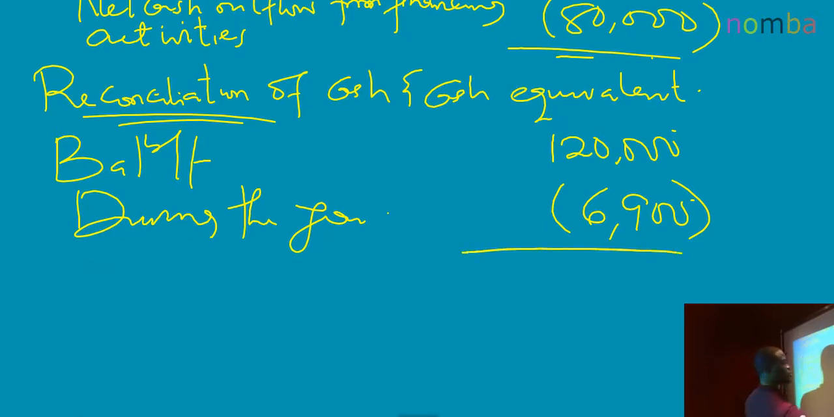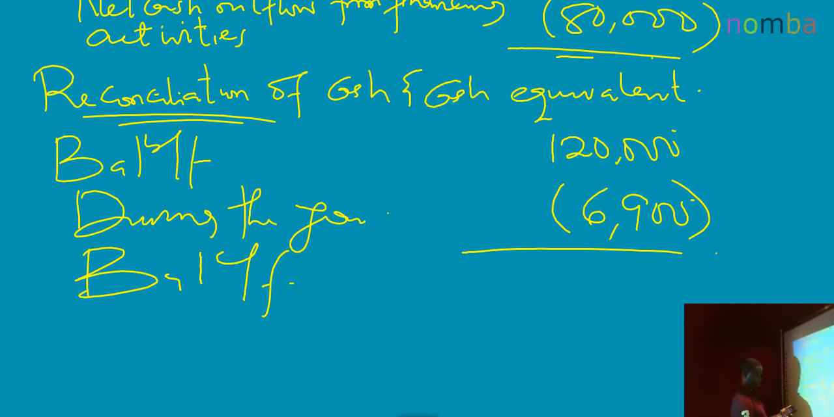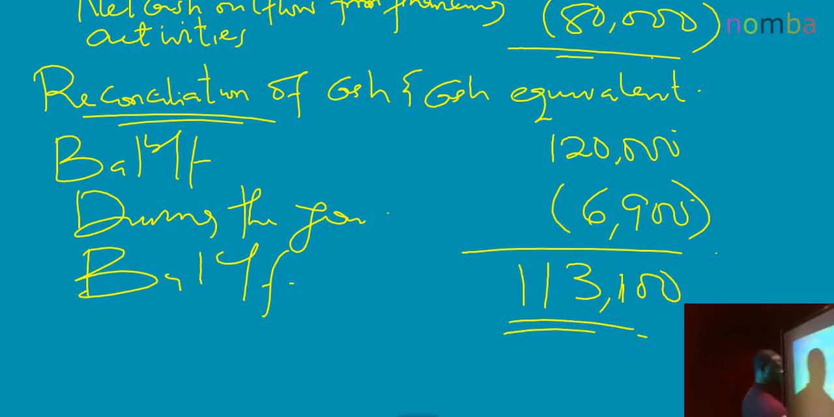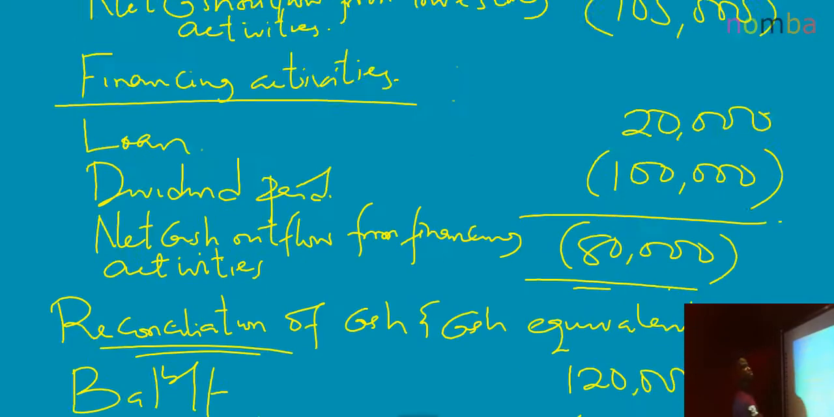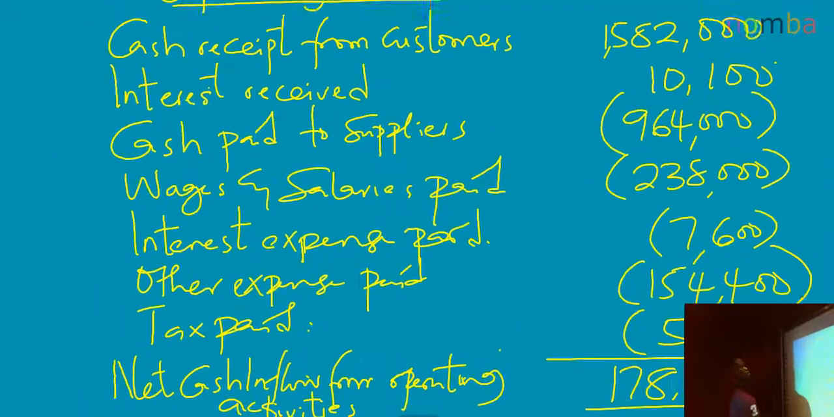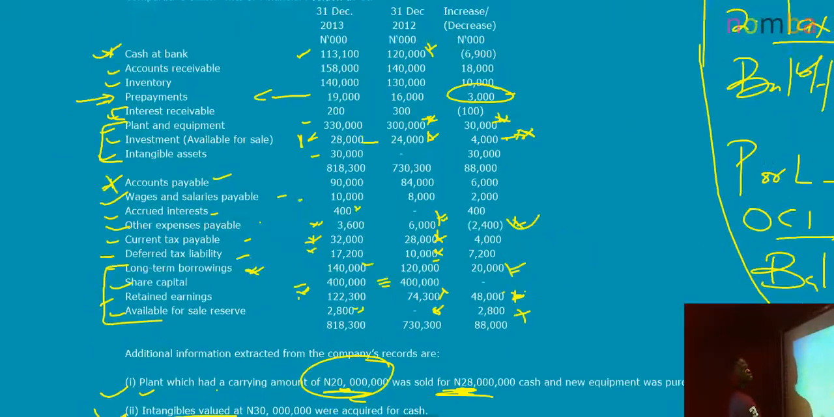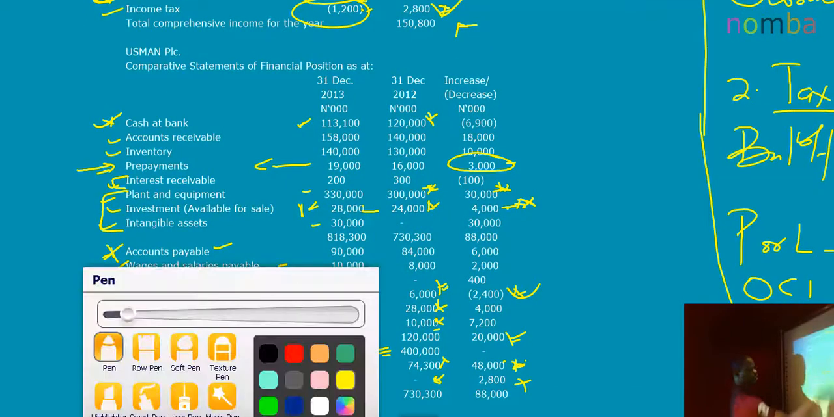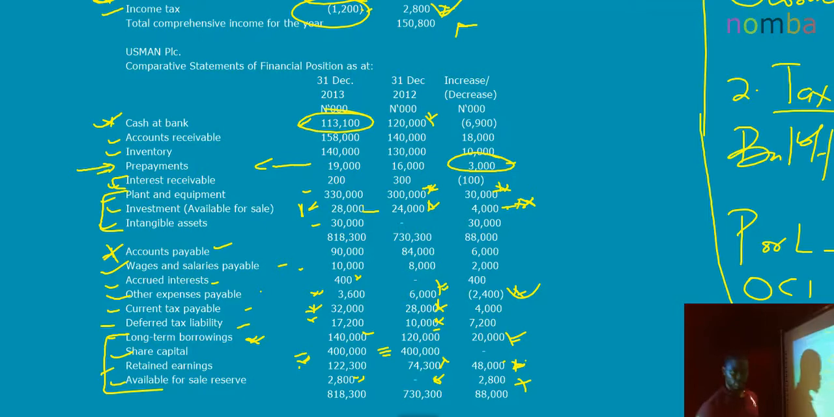So the cash and cash equivalent at the end is 120,000 minus 6,900. What does that give you? It gives me 113,100 as our cash for the period, which is confirmed from the statement of financial position as 113,100. So we have solved this question.